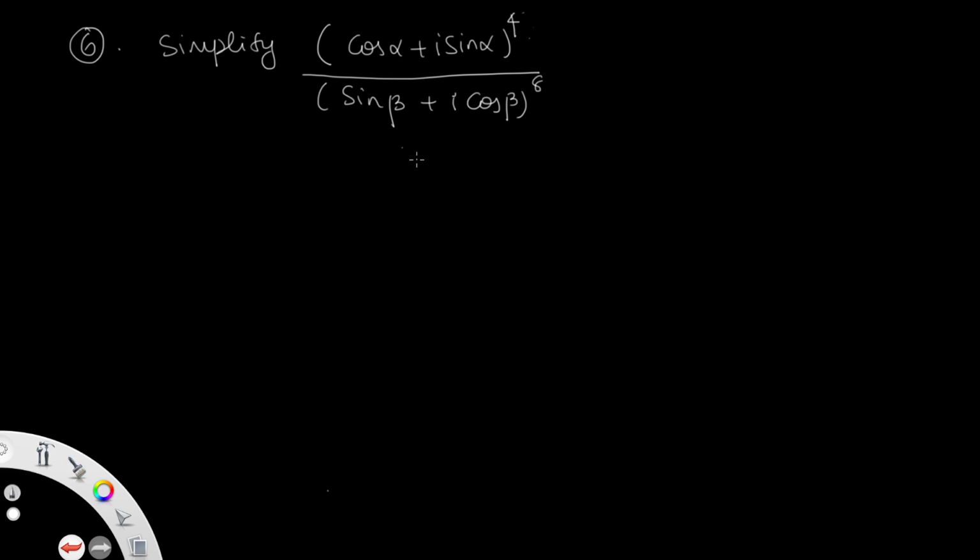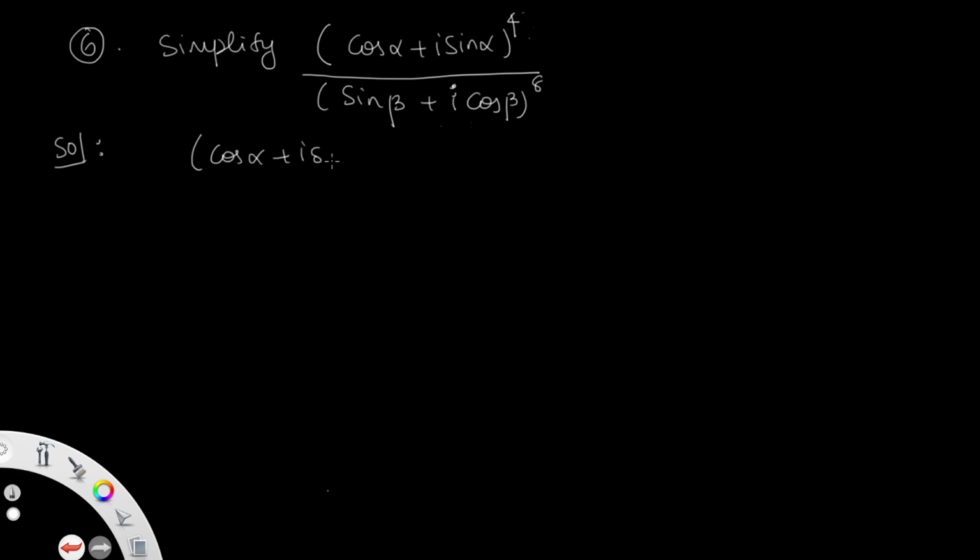Sin beta plus i cos beta whole to the power of 8. So always in the cis form only. Don't worry about the numerator, we just have to change the denominator. Why? Because i should not be associated with cos theta. So that is sin beta, we can always write in cis form, that is why we have to change. Here i is associated with sine only, that's why we have to change into simplified form.